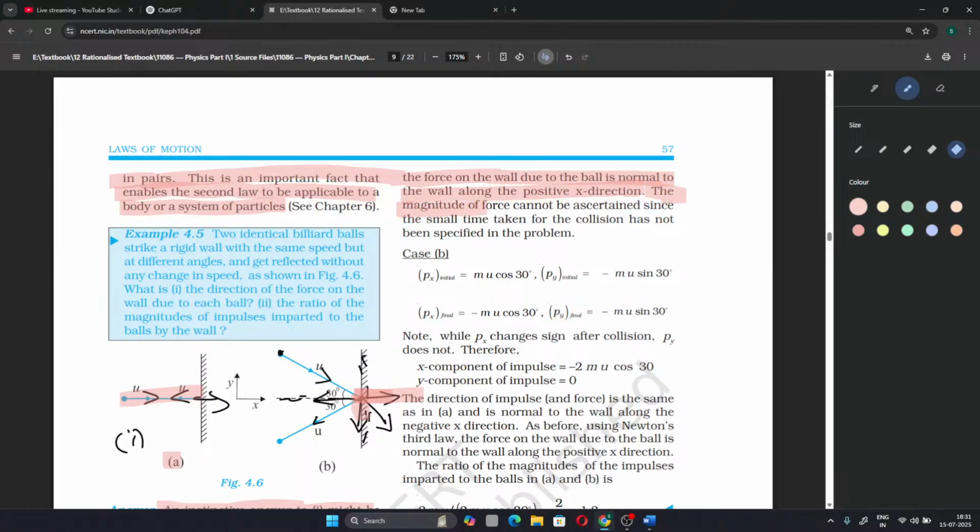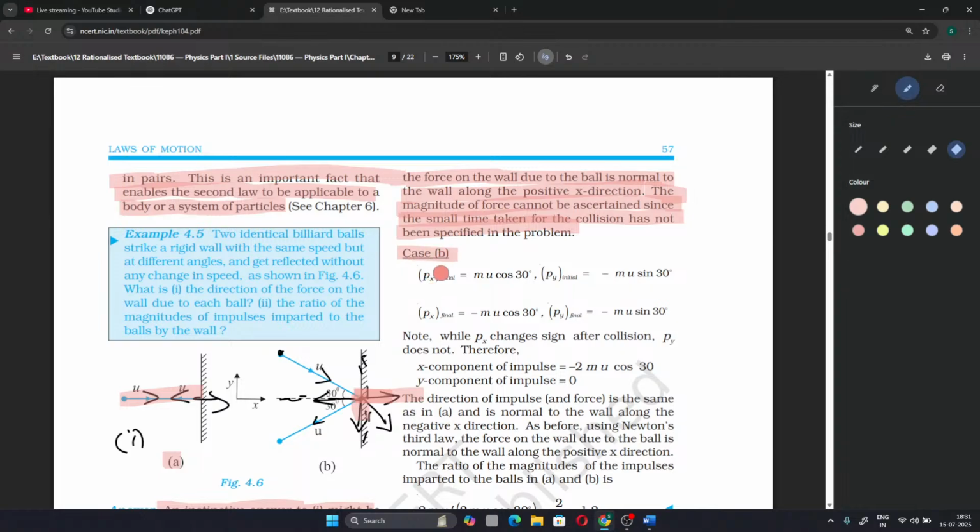The magnitude of force cannot be ascertained since the small time taken for the collision has not been specified in the problem. We do not know how much force is acting since they did not provide how much time it took for the ball to collide. They did not give you the velocity here. Velocity, they just gave a variable. Here we found out the direction, which is normal to the wall, and in a negative x direction for the ball.